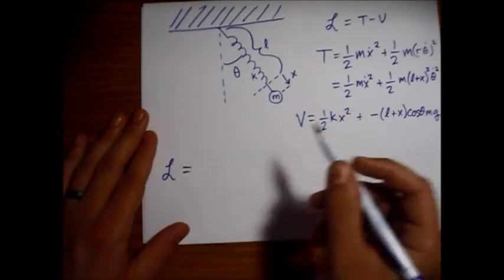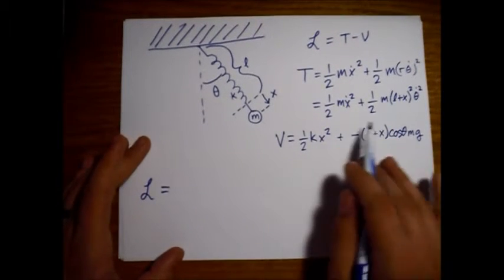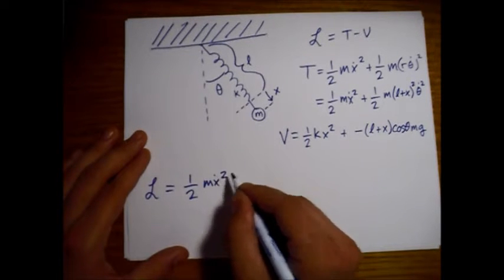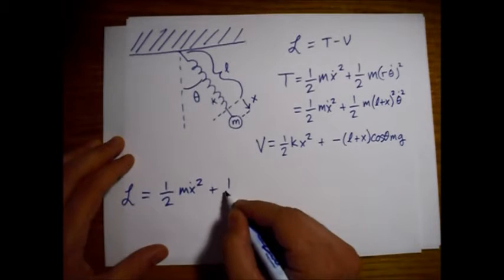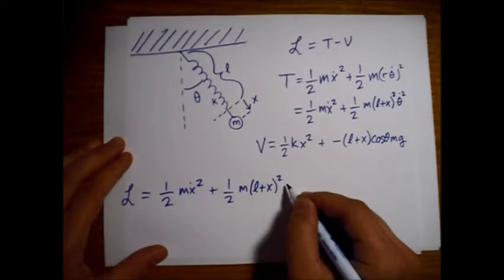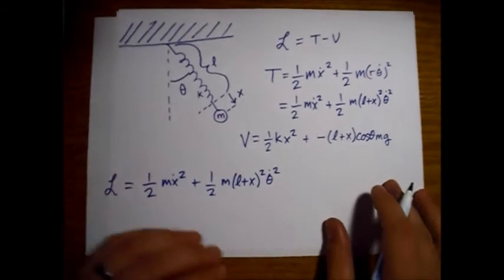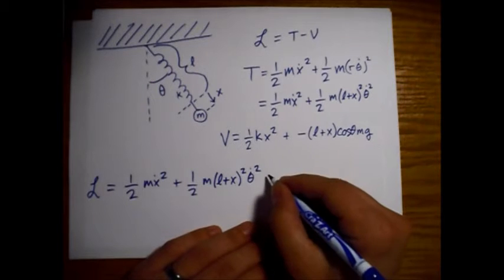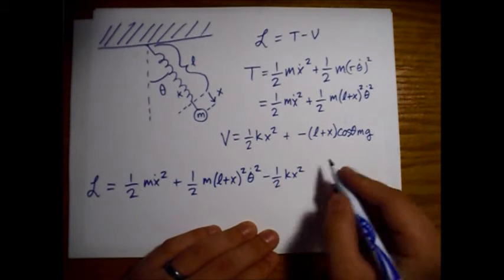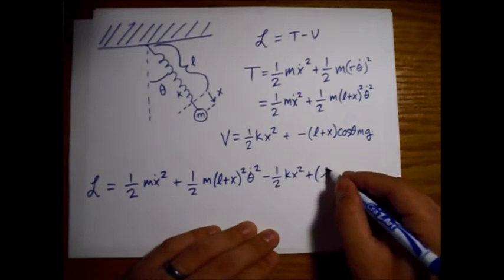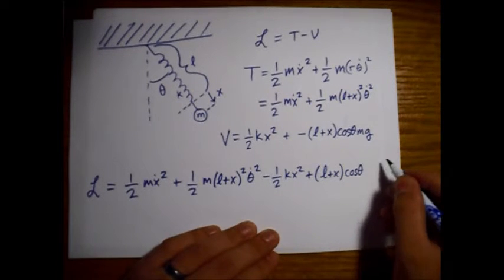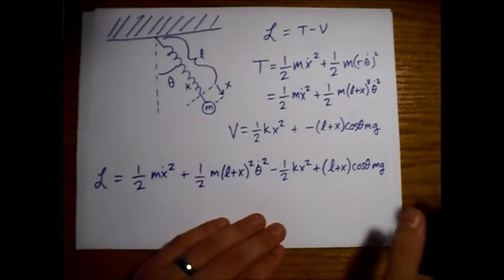So let's go ahead and write out the whole Lagrangian. We just want T minus V, so we'll write out our kinetic energy first: 1/2 m x dot squared from right here, plus 1/2 m (L plus x) squared theta dot squared from right here. Now we're going to subtract the potential, so we get minus 1/2 k x squared, and then a plus sign on this, plus (L plus x) cosine theta multiplied by mg.